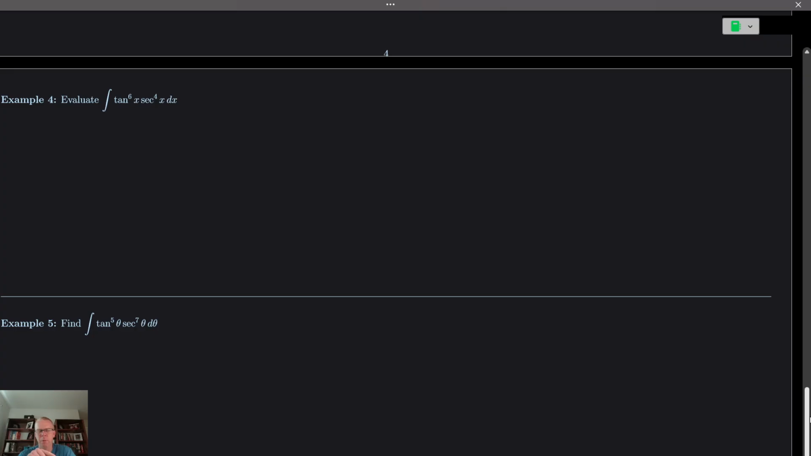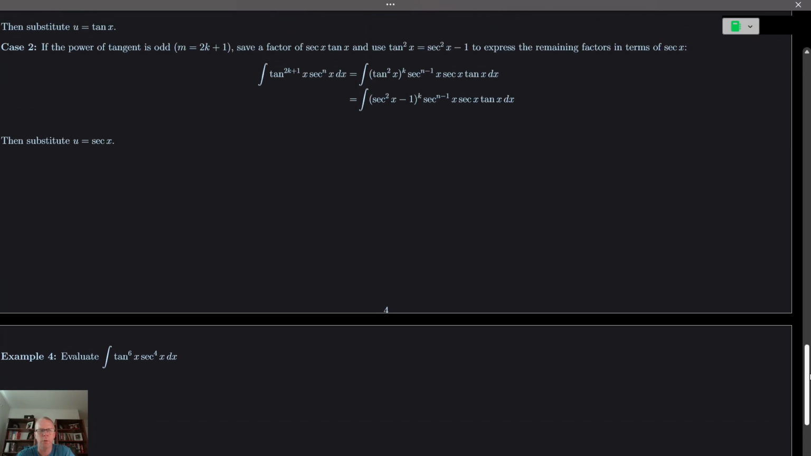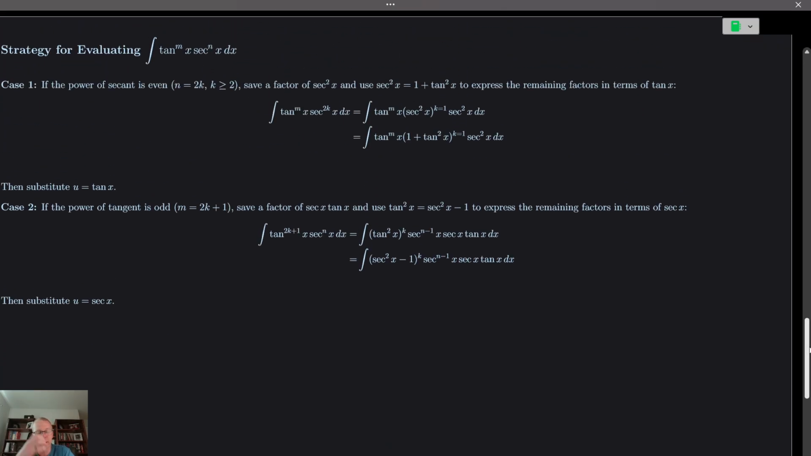We can't just find the one with the odd power and pull one out like we did in the sine and cosine ones. So let's look at these rules, or the cases, and see how we can handle this. Here we're looking for either a power of secant that is even or a power of tangent that is odd. So let's see what we have in this first example.